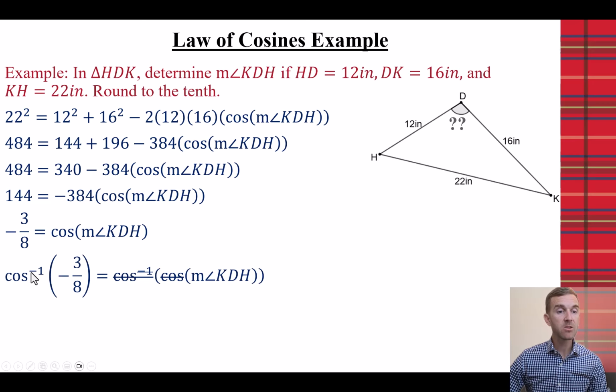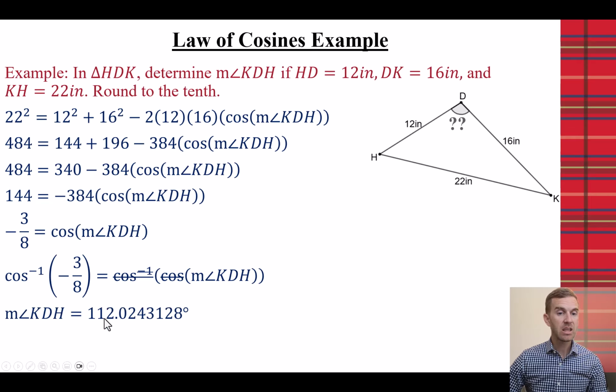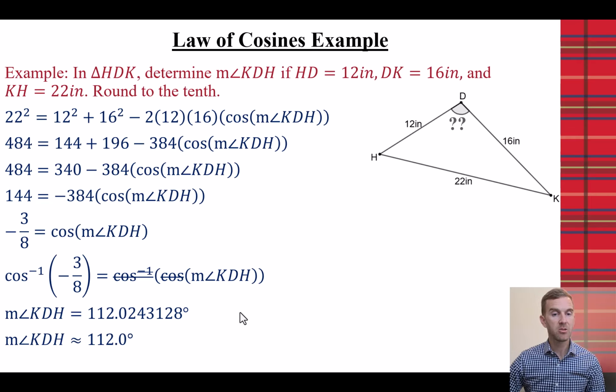So we're going to take the inverse cosine of the negative 3/8. And when we do that, it gives us 112 and then a long decimal. And if we're rounding to the 10th, that would be approximately 112.0 degrees.